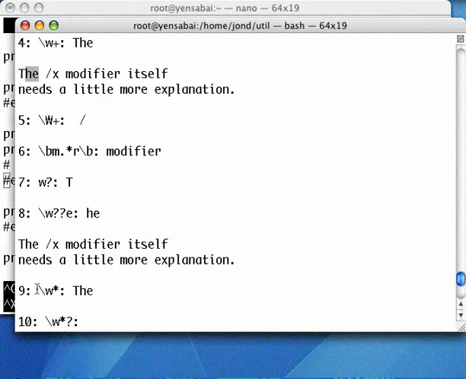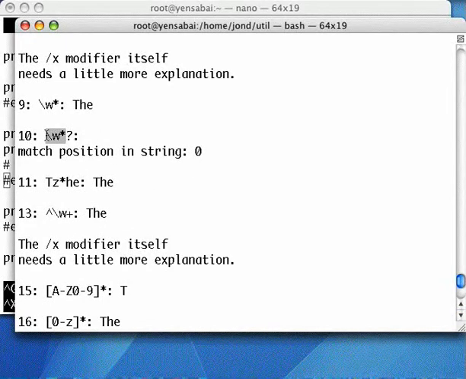Number 9, word character 0 or 1, and that's it. So it's going to start at the beginning of the sentence with one word character, another word character, another word character, and then it's going to find a blank. And that's the end for the match.